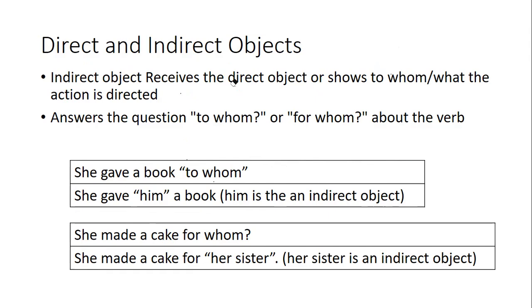She gave a book to whom, right? She gave him a book, right? So you can see here, she is our subject, gave is our verb. Gave what? Gave a book.